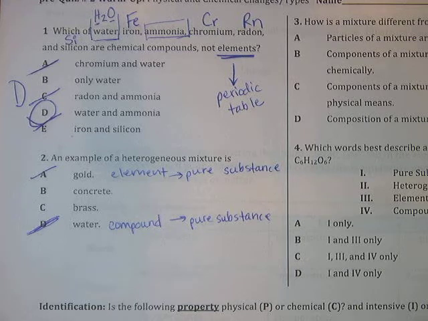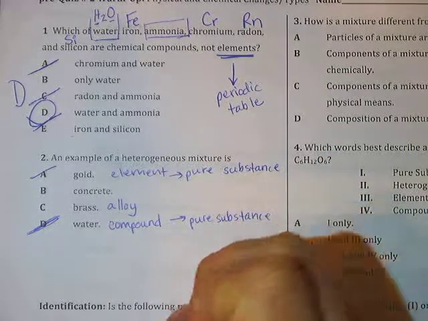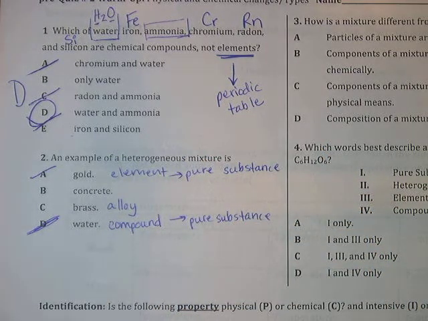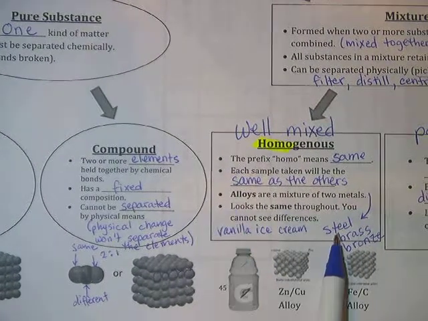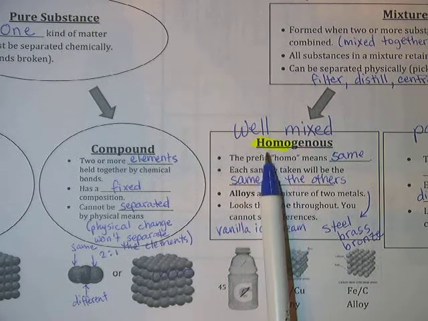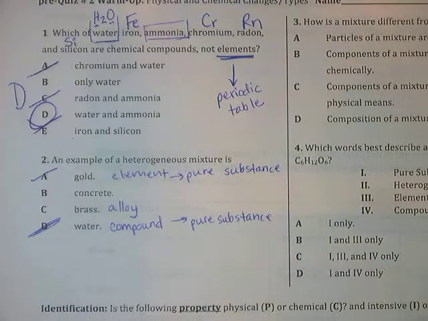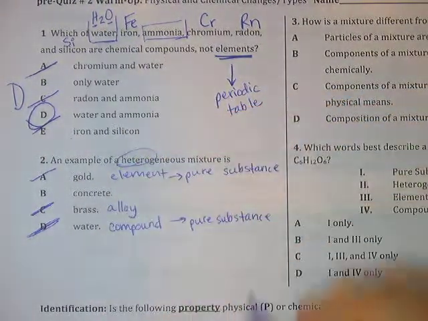We talked about brass in one of my other videos. Brass is an alloy. And if we go back to our notes about the classification of matter on page 45, we talked about alloys. I mentioned that steel, brass, and bronze were all alloys, and we talked about how alloys are homogeneous mixtures. They are well mixed. So that rules out brass, since the question asked for heterogeneous mixtures.